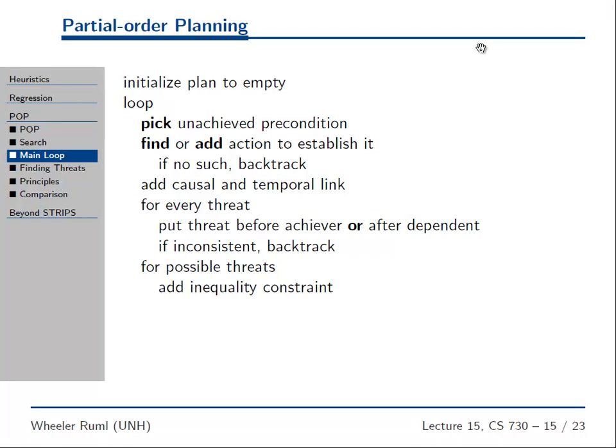So you pick an unachieved precondition, then you find an action to establish it, and here's a branch. If you were using A star, for example, here's where you'd generate one kid for every possible way of establishing the precondition. Now you can choose whether you want to use depth first search or a best first search in this domain.